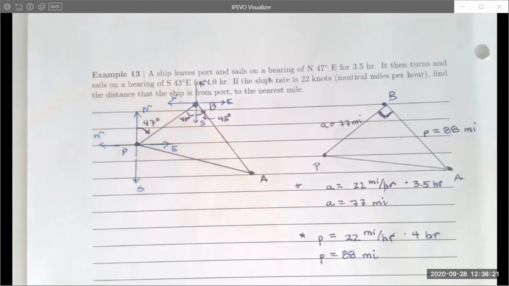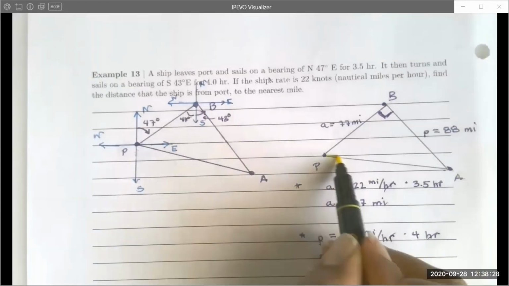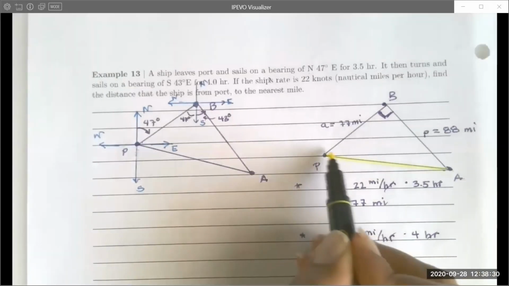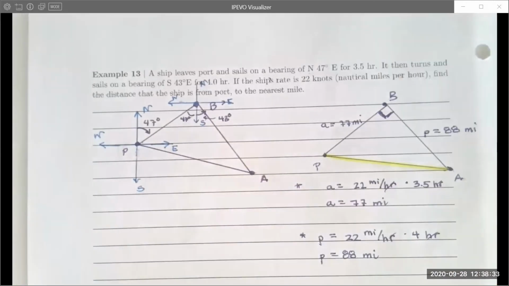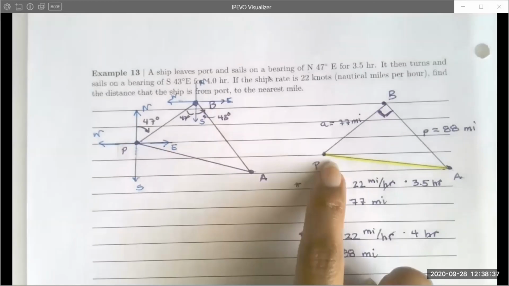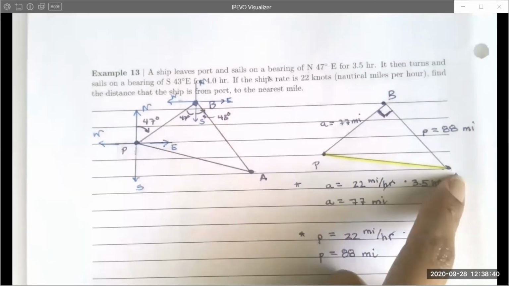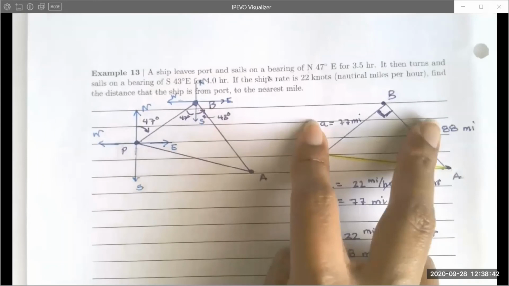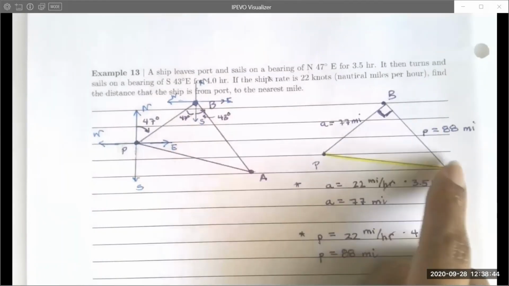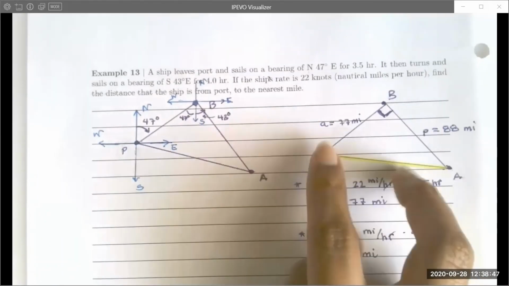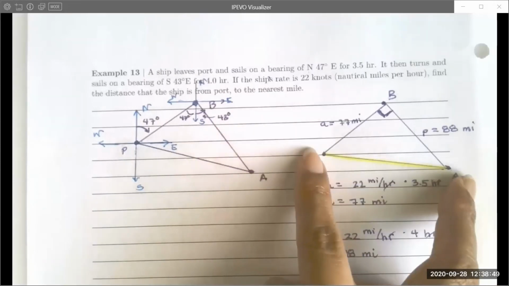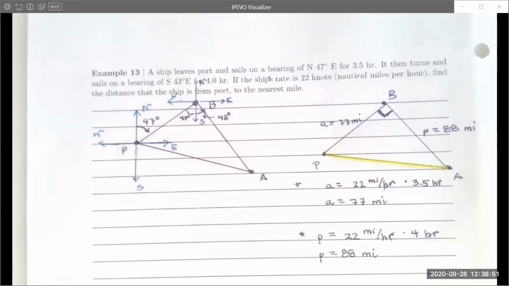Now, what were we interested in finding? We're interested in finding the distance that the ship is from the port. So this distance here, that is distance b. Now, what can you guys tell about that distance? Notice we have a right triangle. In this right triangle, we have both of the legs. We're just missing the hypotenuse, which also happens to be the distance between the port and the ship.